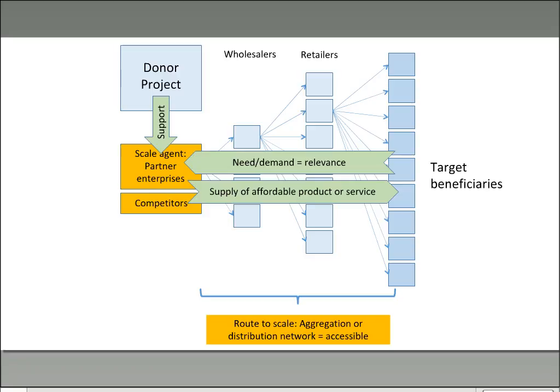And then by route to scale, we mean the infrastructure through which the product or service can be distributed to the target beneficiary group. And of course, the same applies in reverse, talking about aggregation rather than distribution. For a physical product, this route to scale would typically be a network of wholesalers and retailers. And for a virtual product, the route to scale will be a mobile phone network. The scale agent will not necessarily own or even control the route to scale, but it is imperative that the scale agent has sustainable access to the route to scale.